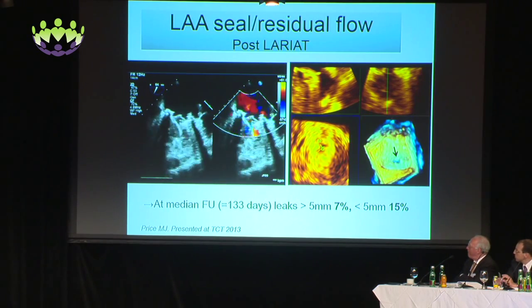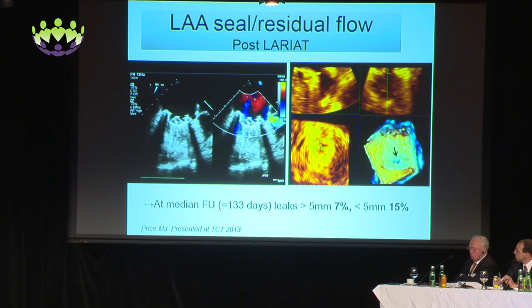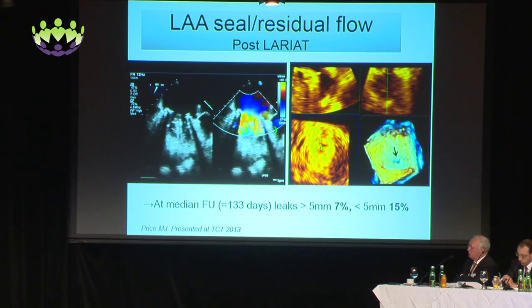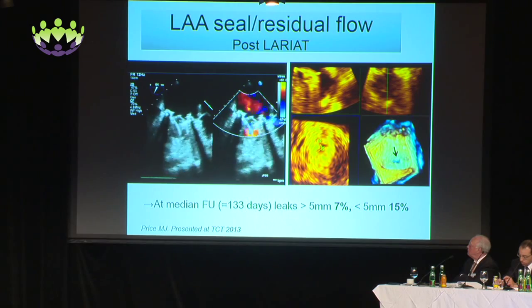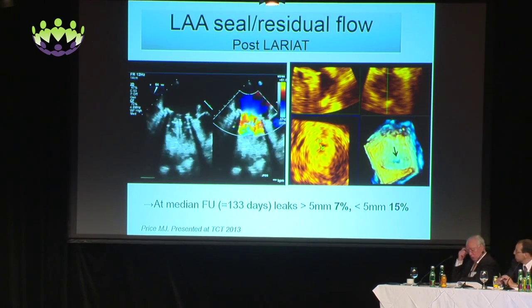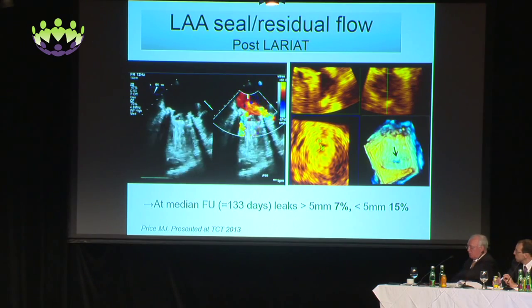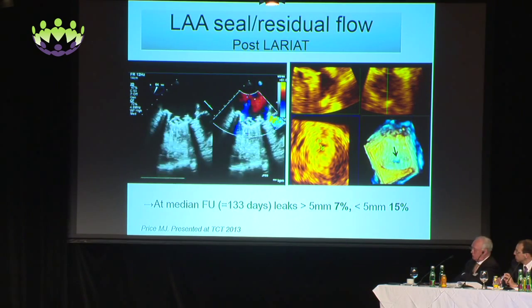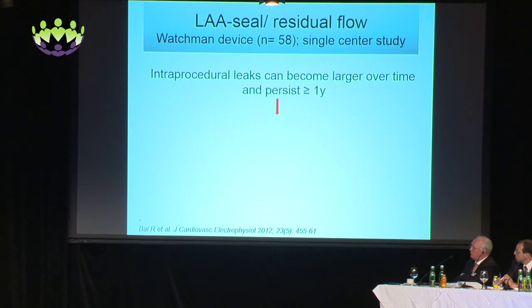And even with a Lariat suture device, we can have residual shunt. So on the left-hand side, we see this color flow, which is leaking into the left atrial appendage after a suture ligation. And in these cases, we usually found the residual leak in the middle of the left atrial appendage. And this is something we really have to recognize.